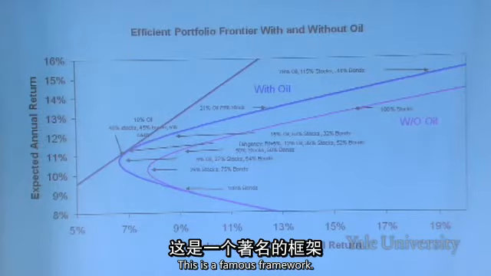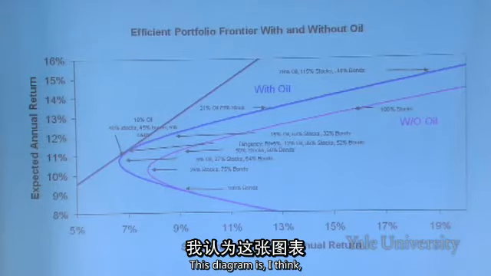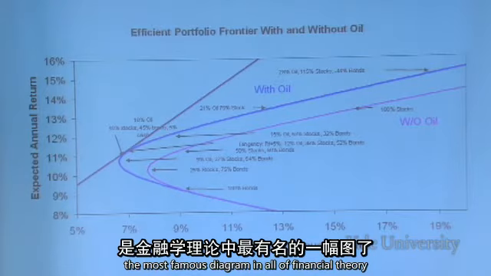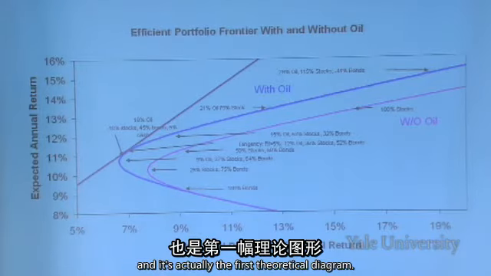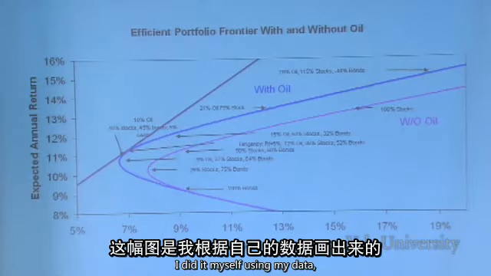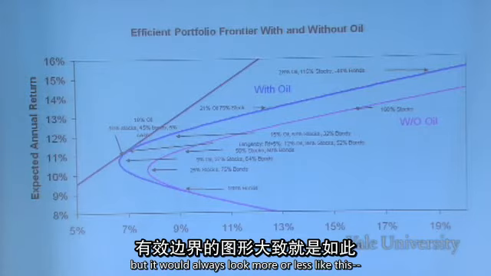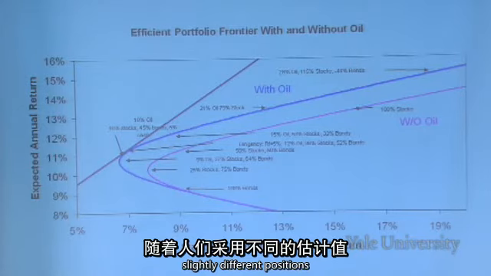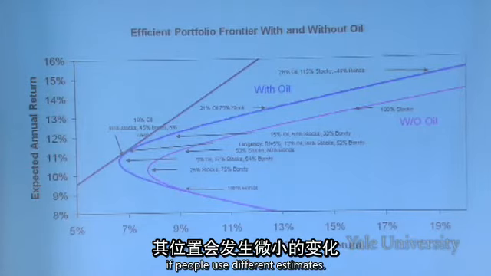This is a famous framework. This diagram is, I think, the most famous diagram in all of financial theory. And so it's actually the first theoretical diagram. I did it myself using my data, but it would always look more or less like this, with slightly different positions if people use different estimates.